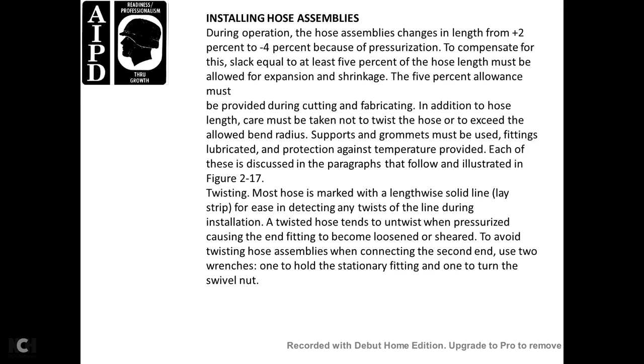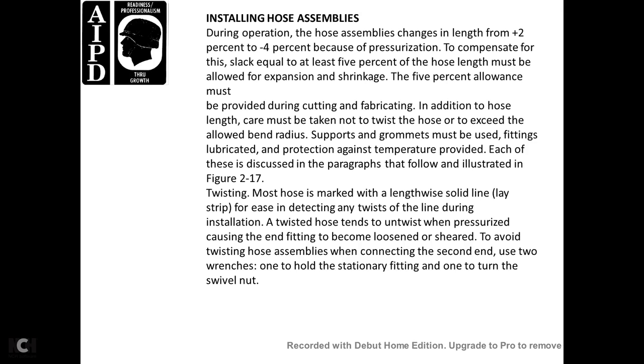In addition to this, care must be taken not to twist the hose or exceed the allowed bending radius. Supports with grommets must be used, and fittings lubricated, with protection against temperature provided. Each of these is discussed in the paragraphs that follow, in illustration figure 217. Most hose is marked with a lengthwise solid line or striping, which helps in detecting any twist in the hose during installation.